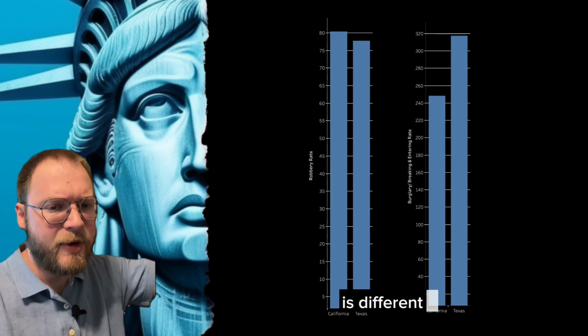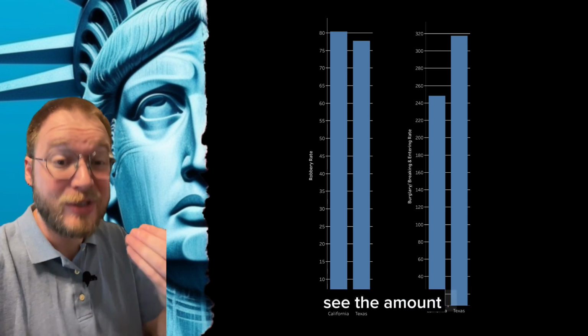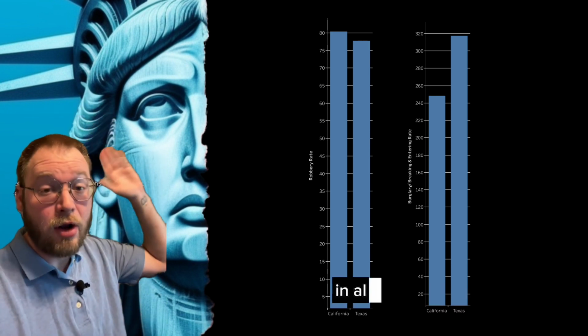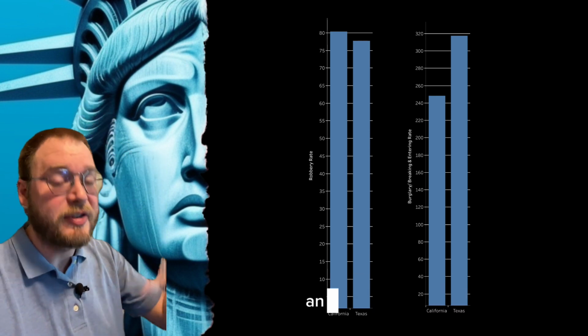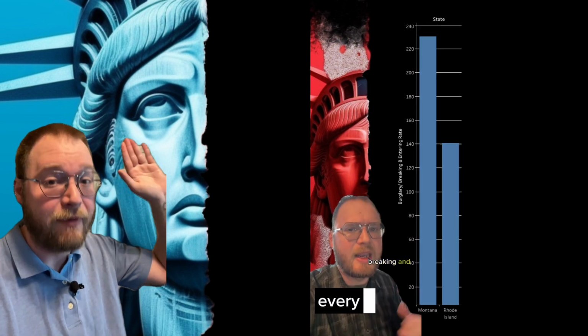Look at these two graphs. While the axis is different because burglary and robbery need two different scales, you can very easily see the amount of difference in both of these stats in both states. Which is why if you notice in all of my other videos where I have a lot of graphs in quick succession, the top value is always at the same spot every single time.